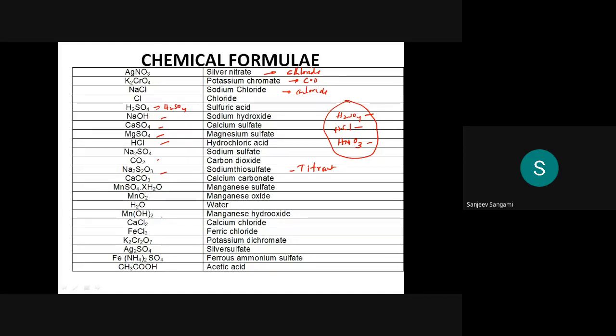Then magnesium hydroxide, that is Mg(OH)2. Then calcium chloride, that is CaCl2. Then FeCl3, that is ferric chloride. Then K2Cr2O7, that is potassium dichromate. There is a lot of difference: potassium chromate is normally confused with these two chemicals. Both are different. Most of the time, in place of K2Cr2O7, you will write K2CrO4. Then silver sulfate, that is Ag2SO4. Again, you will confuse silver nitrate and silver sulfate.